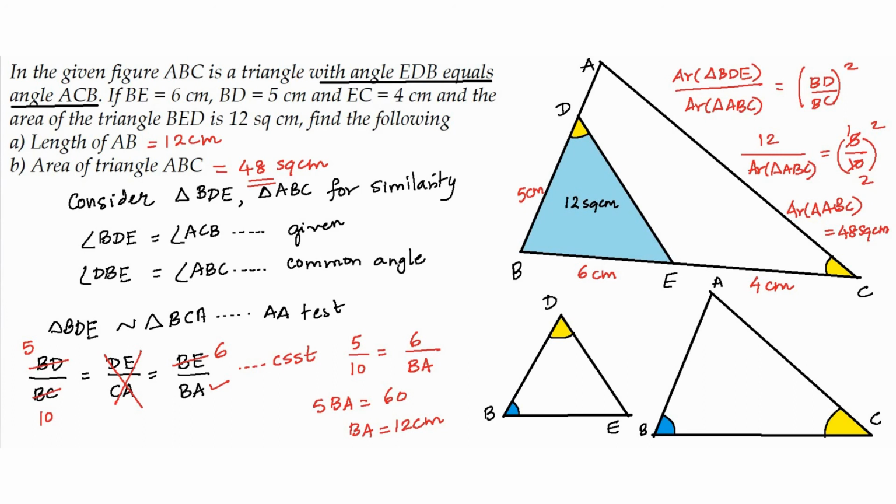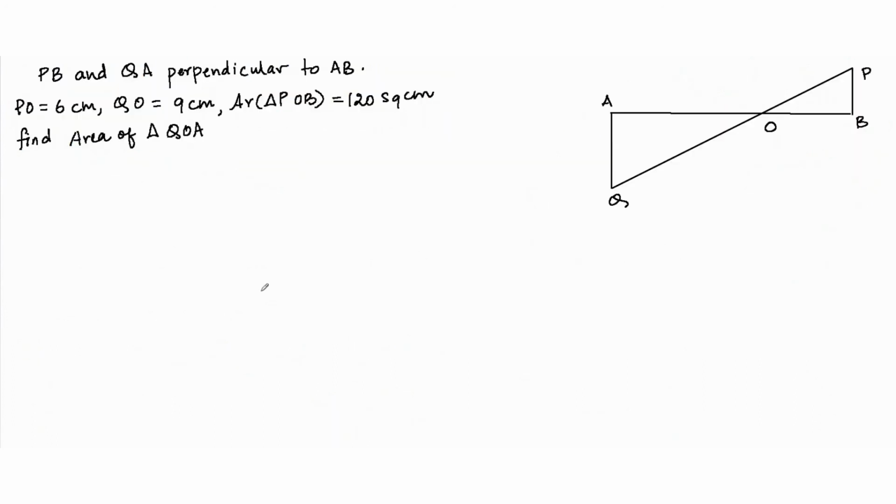Moving on to the next one. Okay, consider this question. PB and QA are perpendicular to AB. So let us mark it. We have QA and PB are perpendicular to AB. So these two angles are 90 degrees, right?